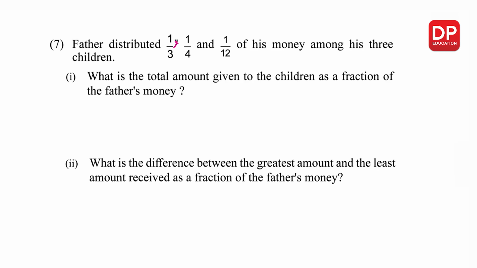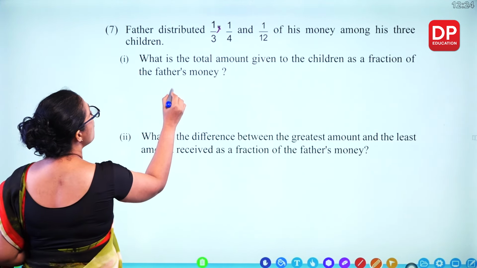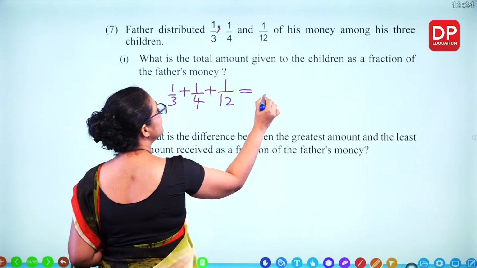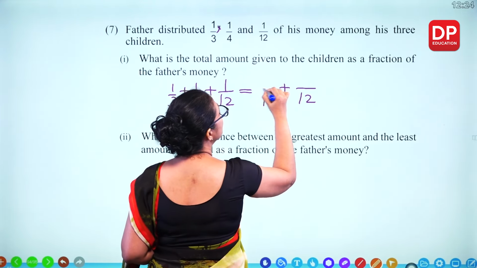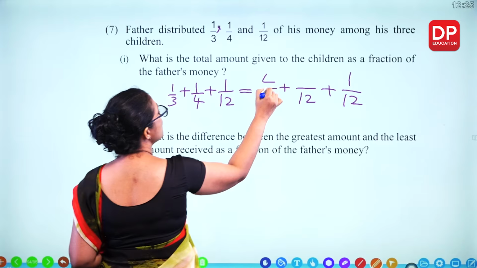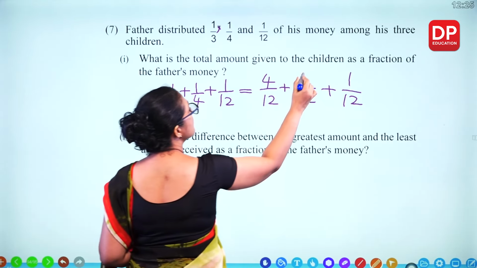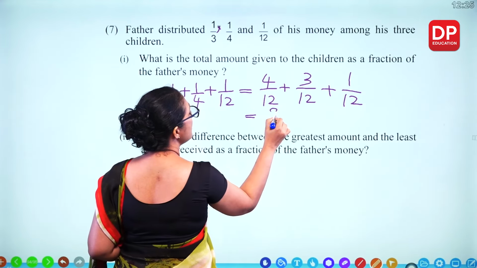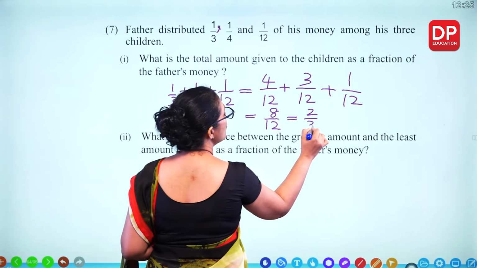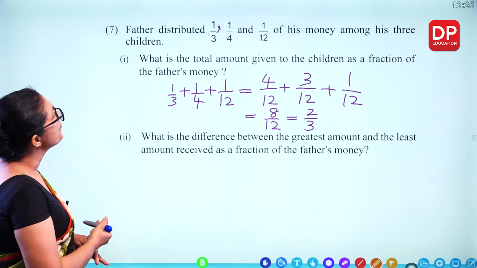Question number 7. Father distributed 1/3 and 1/4 and 1/12 of his money among his 3 children. What is the total amount given to the children as a fraction of the father's money? So add all together: 1/3, 1/4 and 1/12. Common one is 12. Convert everything to 12. This one is already there. 3 to 12 multiplied by 4. 4 times 1, 4. 4 to 12 multiplied by 3. Now add it. 4 plus 3, 7. 7 plus 1, 8. 8 over 12. You can simplify. Divide all these by 4. You get 2/3. So 2/3 of his money given to children.